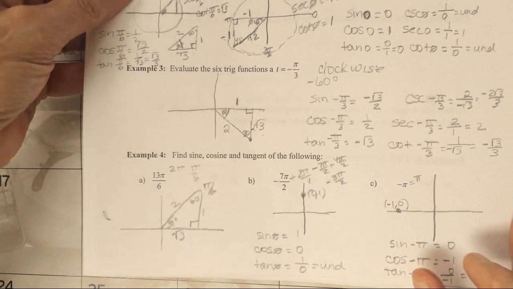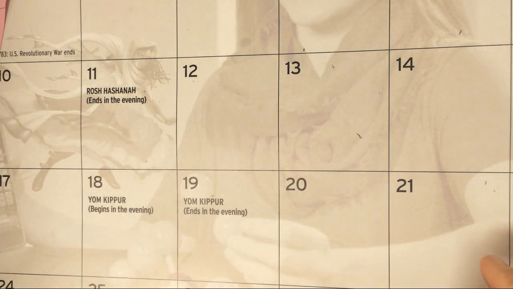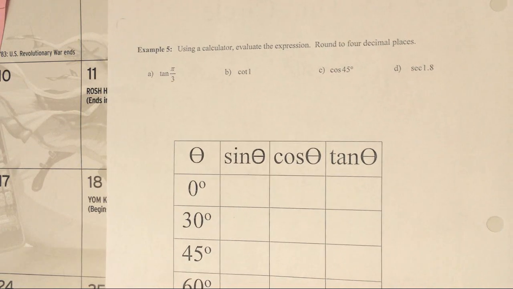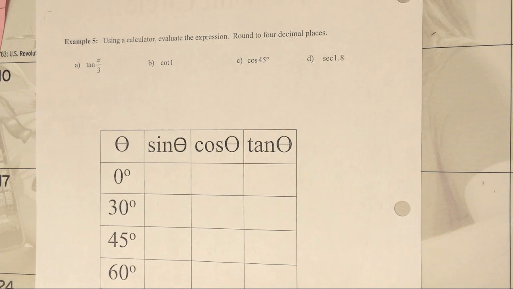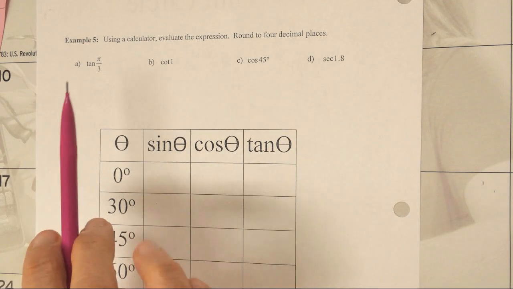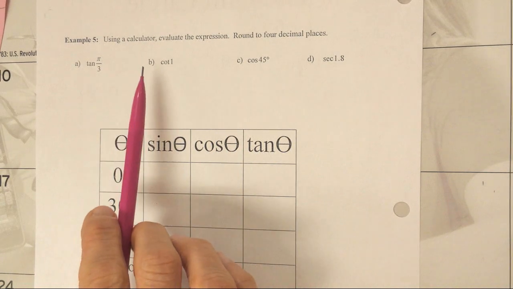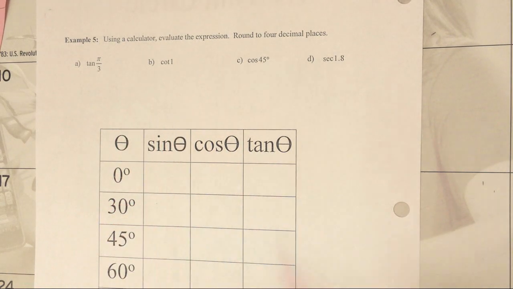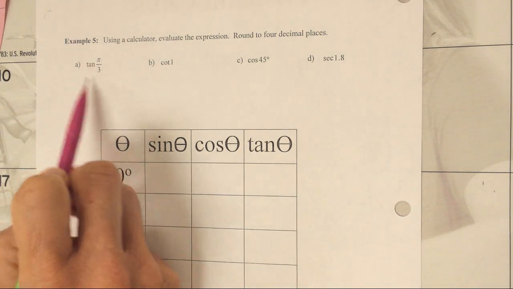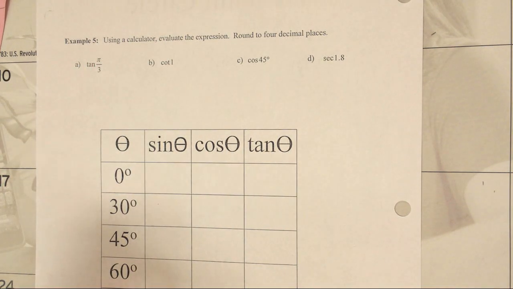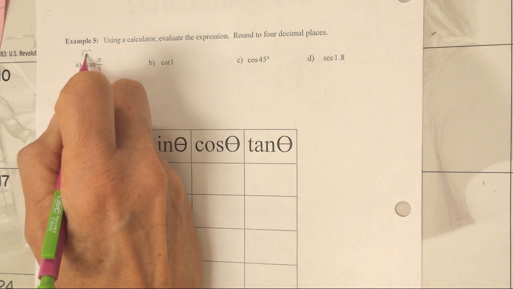And then the last thing we're going to take a look at is using our calculator. We kind of did this the other day, but just more practice. So you just have to be careful when I'm putting this in my calculator, you have to decide what mode you're going to be in. So let's take a look at this. Should I be in radians or degrees here? Well, I see a pi over 3, so that's in radians.